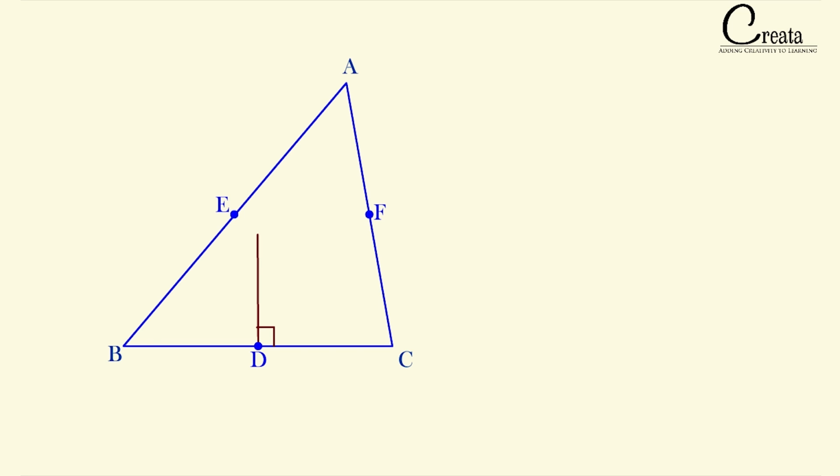Similarly, we can draw the perpendicular bisector of AB. E is the midpoint and this line which is perpendicular to side AB is the perpendicular bisector. Similarly, we can draw the perpendicular bisector of side AC. F is the midpoint and this line segment is perpendicular to side AC. These are perpendicular lines as well as bisectors of the three sides of the triangle.